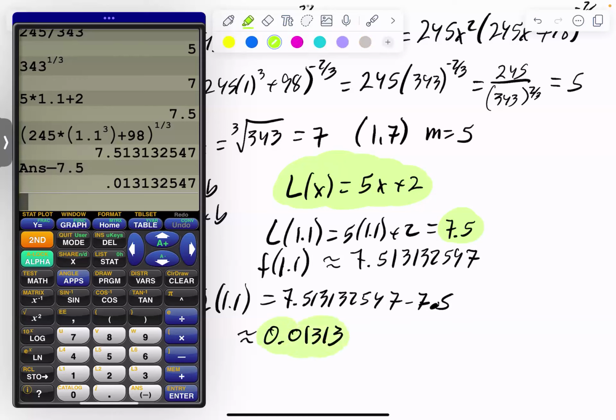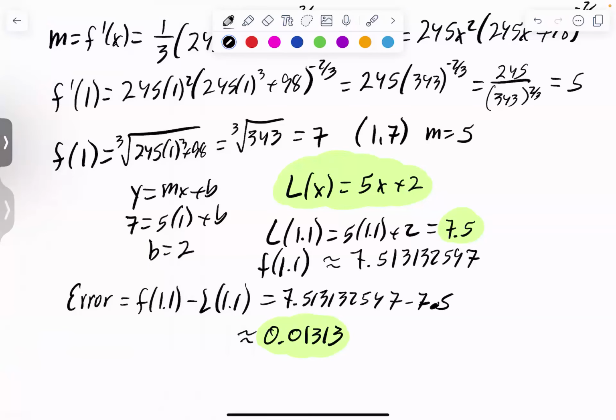So that is our approximated error. It says at least 5 decimal places: 1, 2, 3, 4, 5. Okay. And so we, of course, are expecting an error. It's going to be off a little bit because we're not exactly at 1. So it'll be exact at 1, and any variance from 1 is going to create a problem.